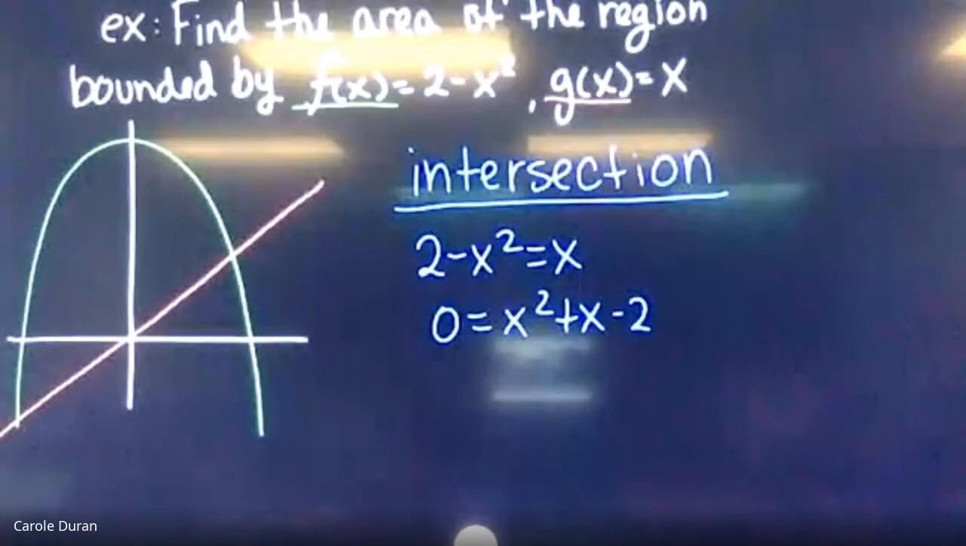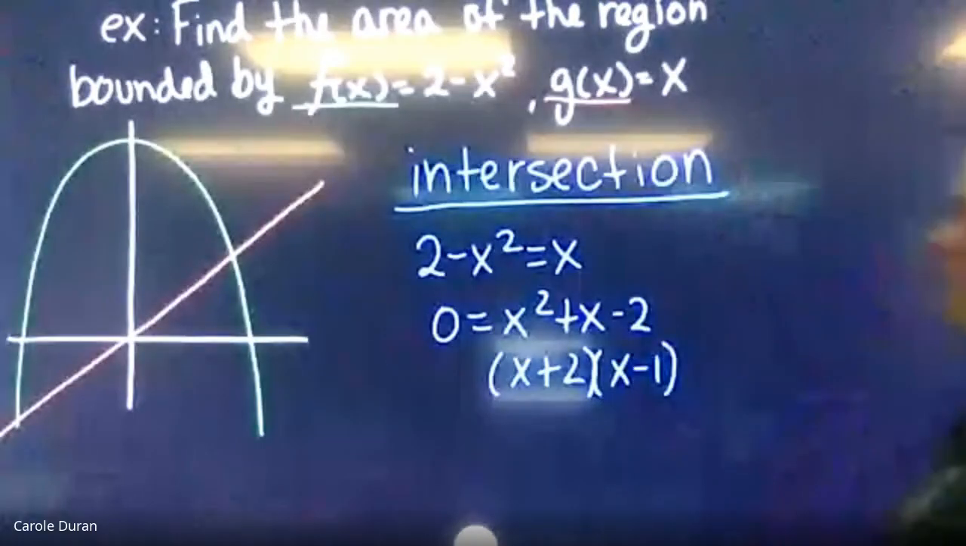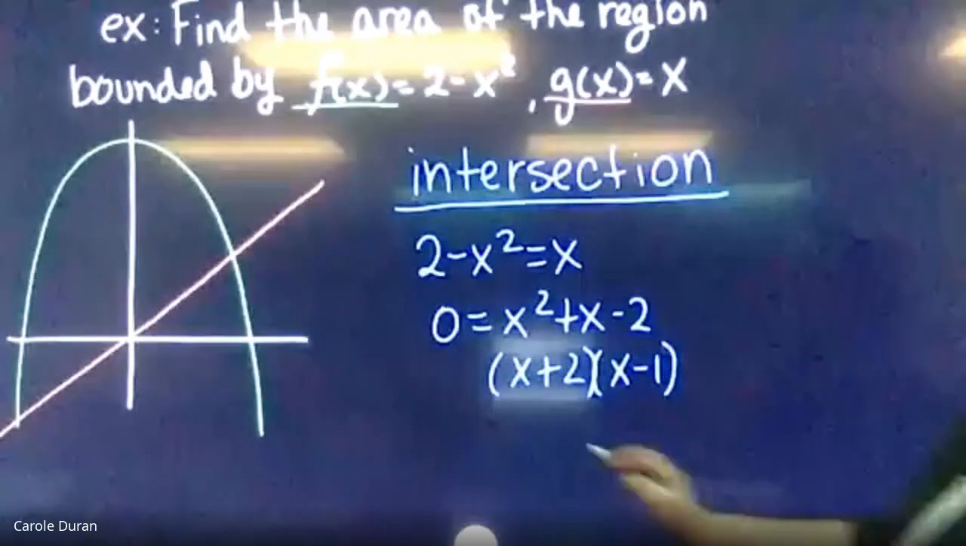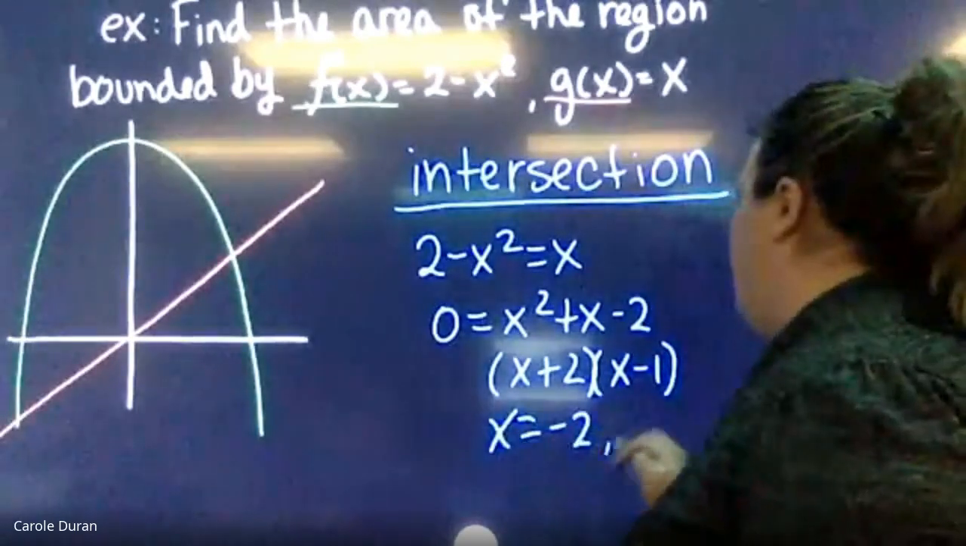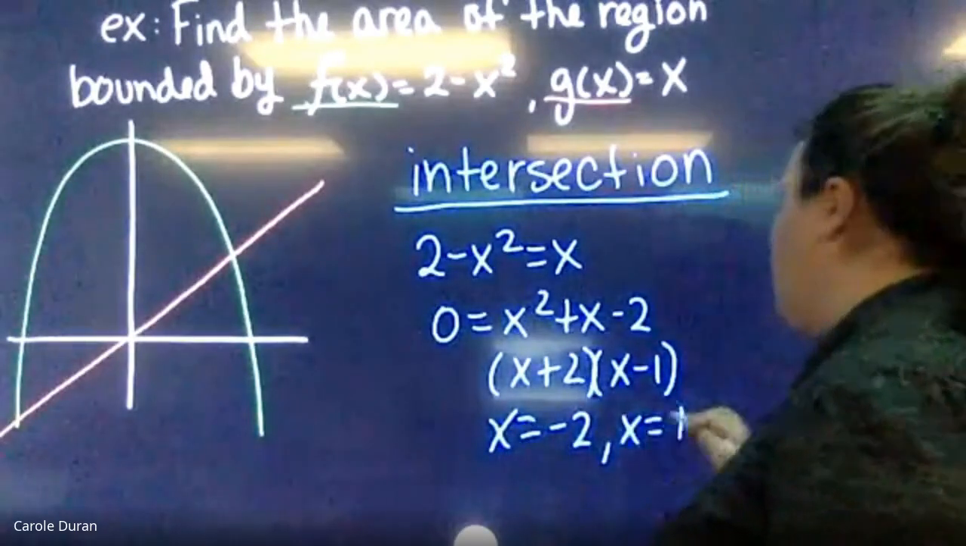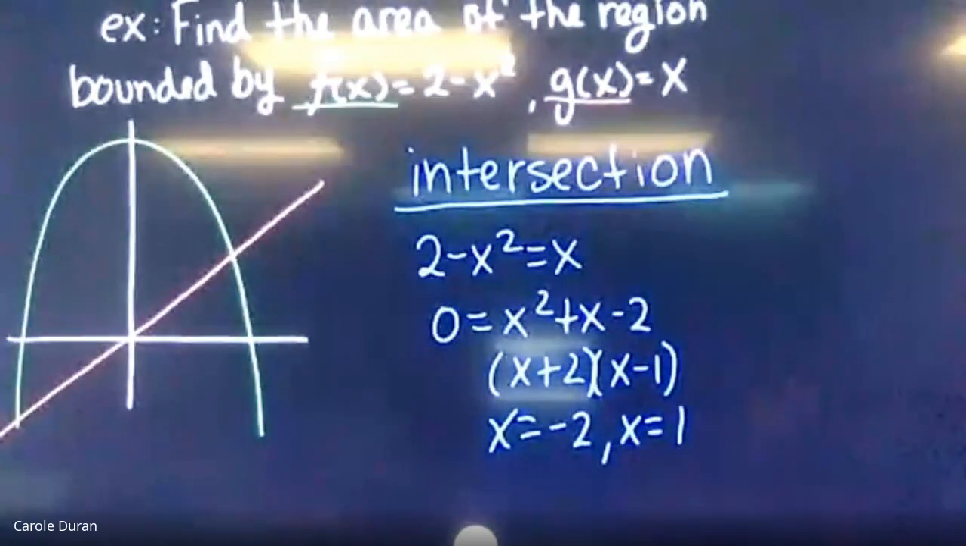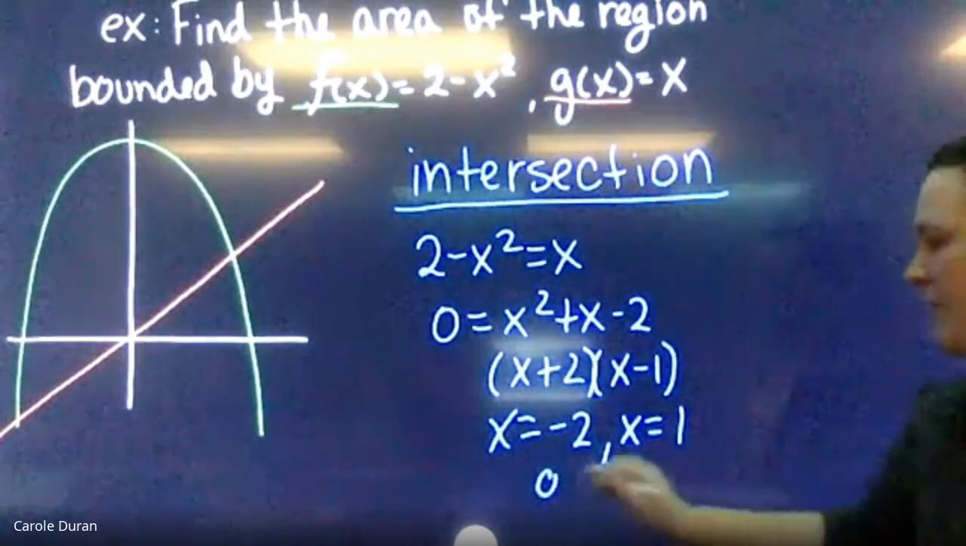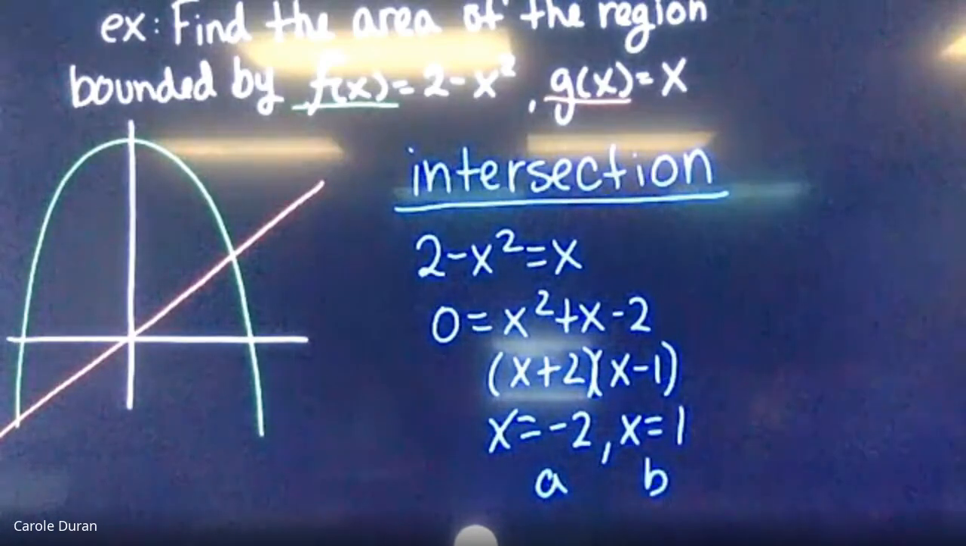You can do the quadratic formula or you can factor it. I'm going to tell you that it factors into x plus 2, x minus 1. I set each of those factors equal to 0, and I get x equals negative 2 and x equals 1. So those are actually my bounds of integration. The smaller one is my a, and the bigger one is my b. So the integral to solve this is going to go from negative 2 to 1.